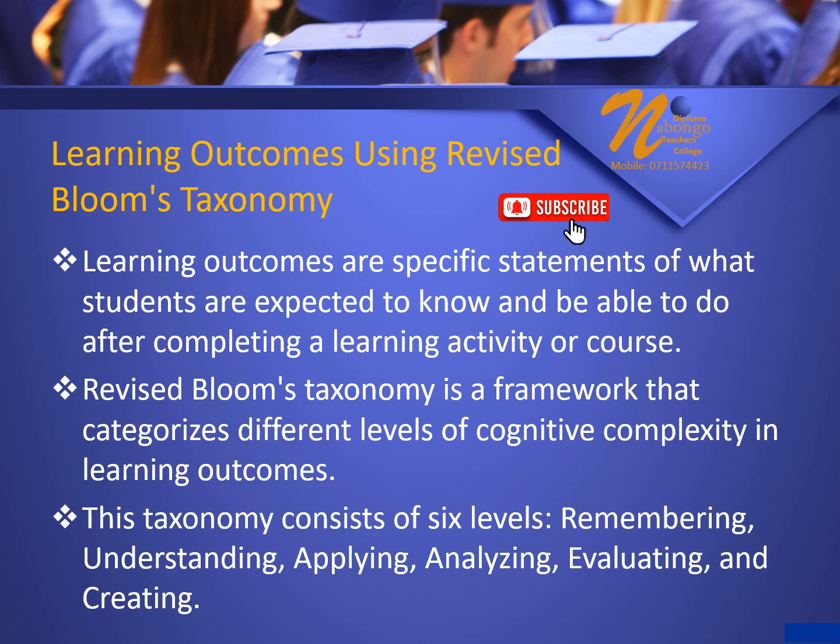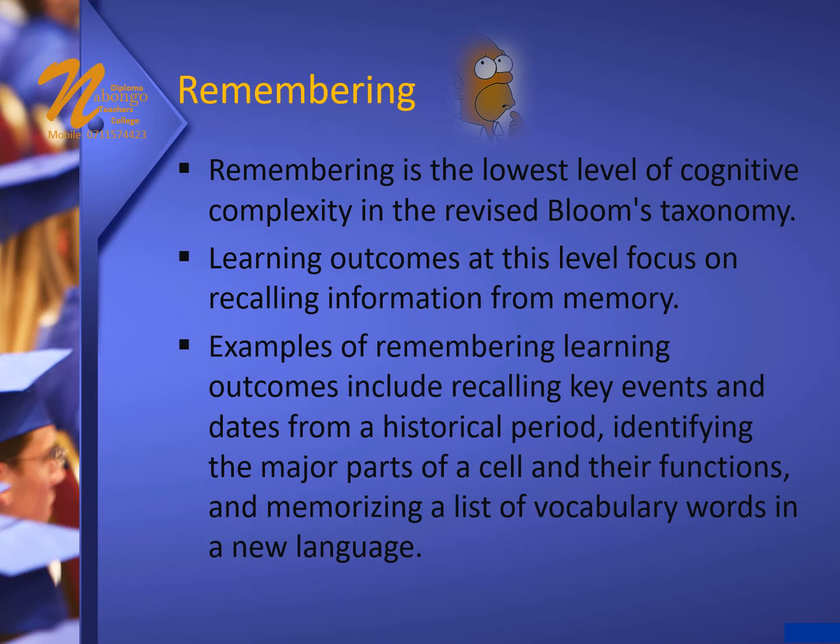This taxonomy consists of 6 levels: remembering, understanding, applying, analyzing, evaluating, and creating. Remembering. Remembering is the lowest level and involves recalling information from memory. Examples of learning outcomes at this level include remembering key events and dates from a historical period or memorizing vocabulary words in a new language.